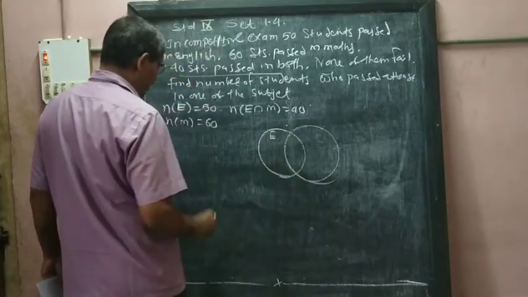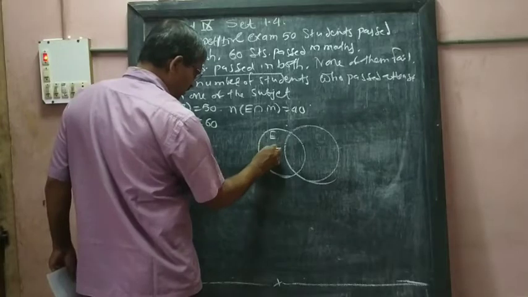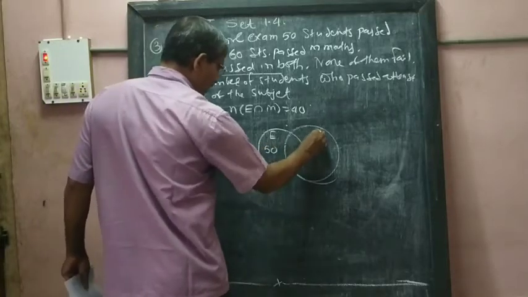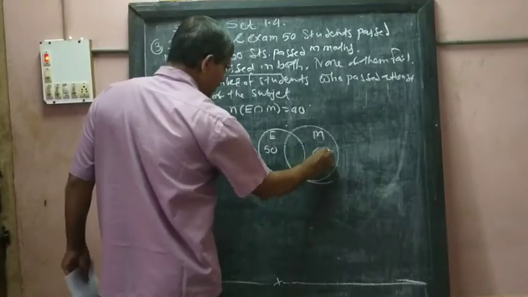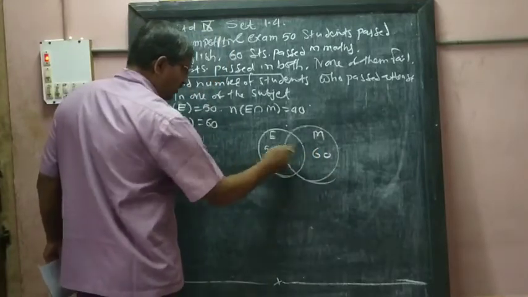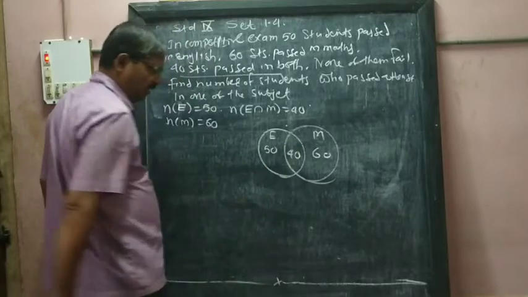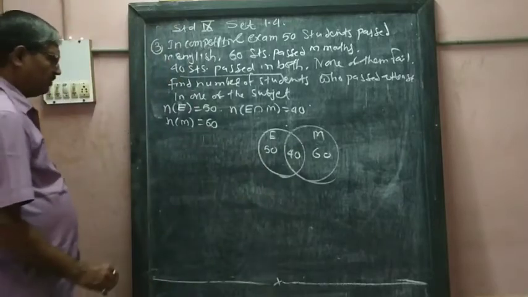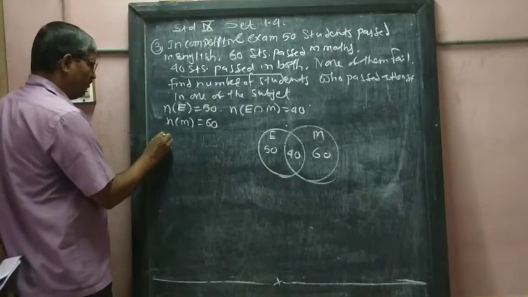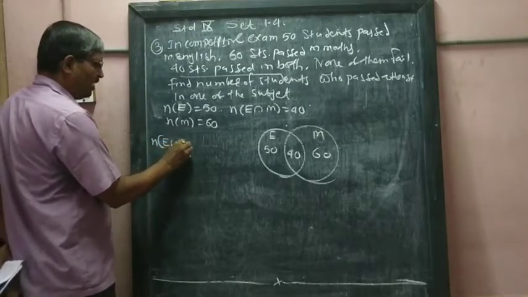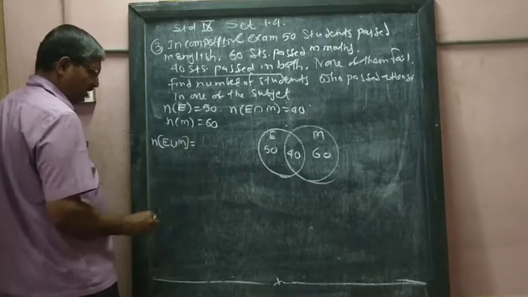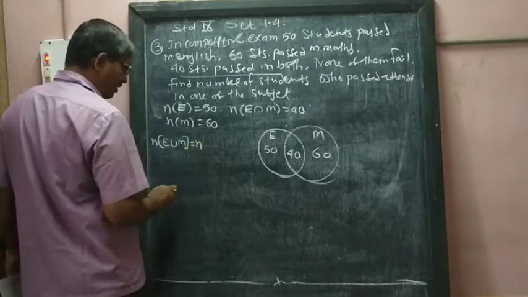What is the number given here? Check. English passed 50. Then in maths passed 60, and students who passed in both is given here as 40. So here we should find the number of students who passed in English and in maths, at least in one subject, which is n(E ∪ M).